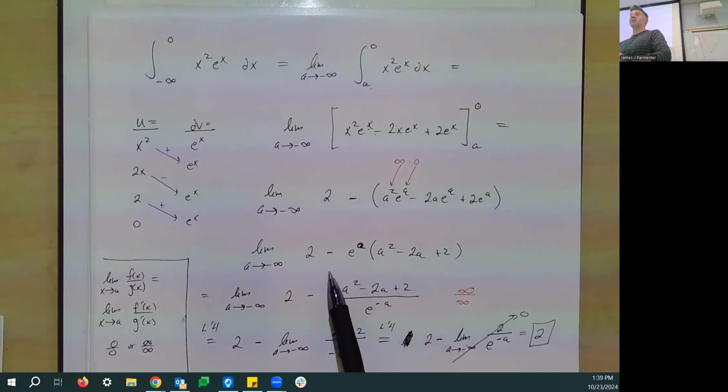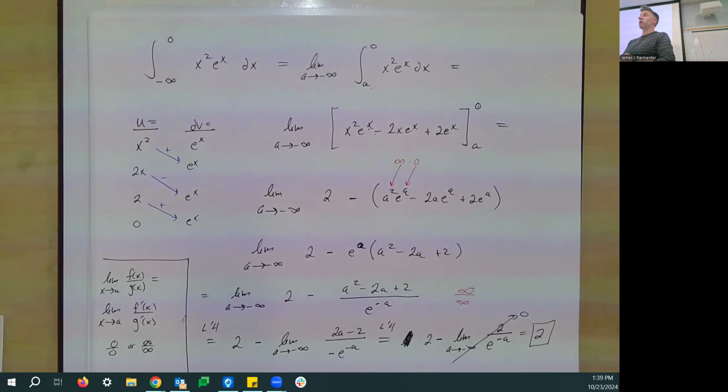So this thing's getting bigger faster. So my denominator is the bigger thing. So the fraction is getting smaller. So exponential functions always overpower polynomial functions eventually, as long as the exponent is getting large, which is why I need the negative infinity. So the exponent is getting large.